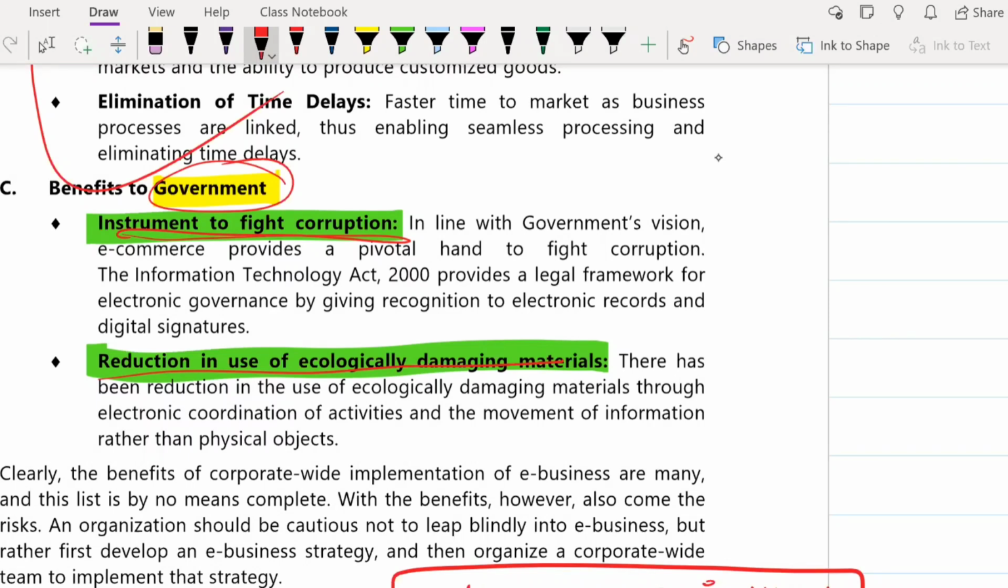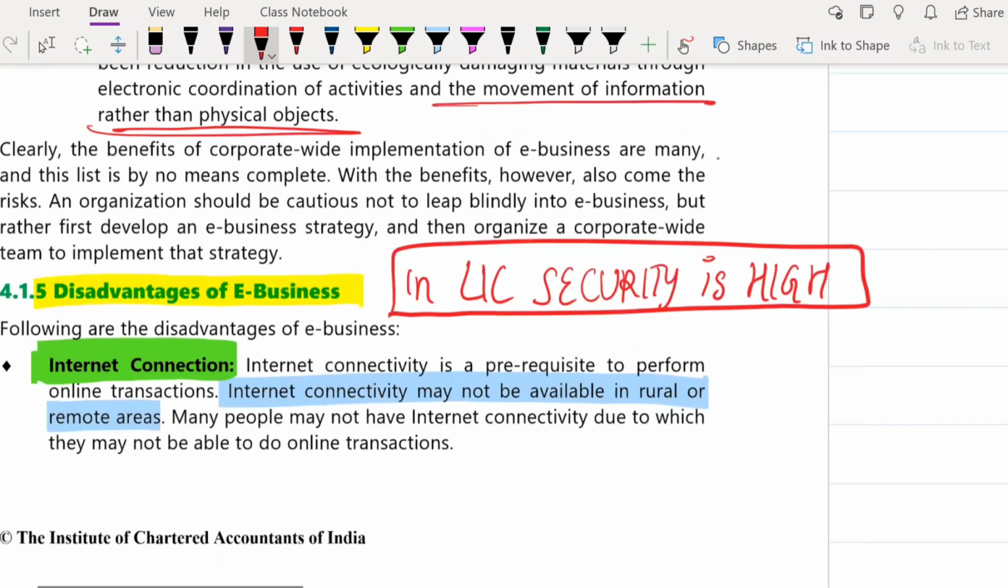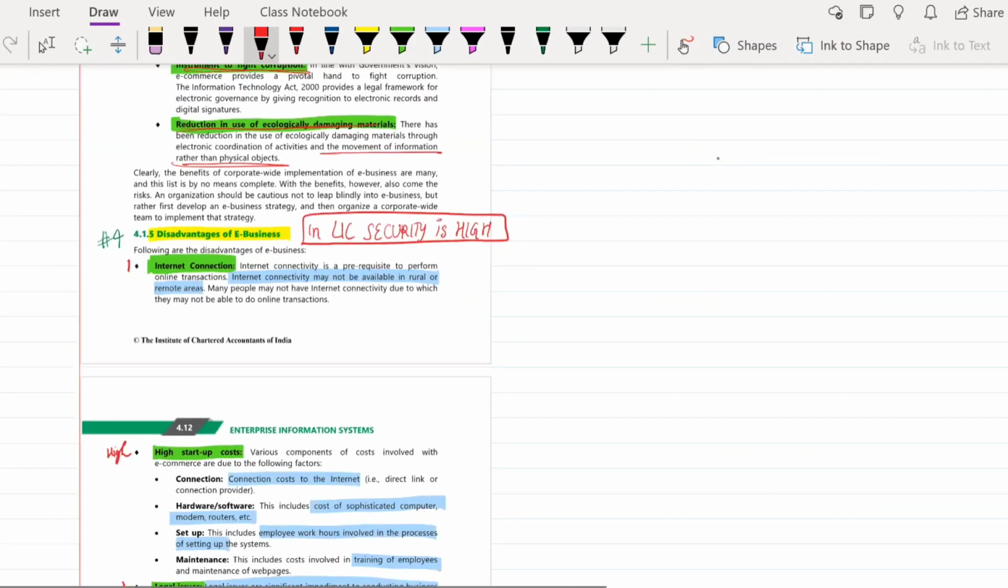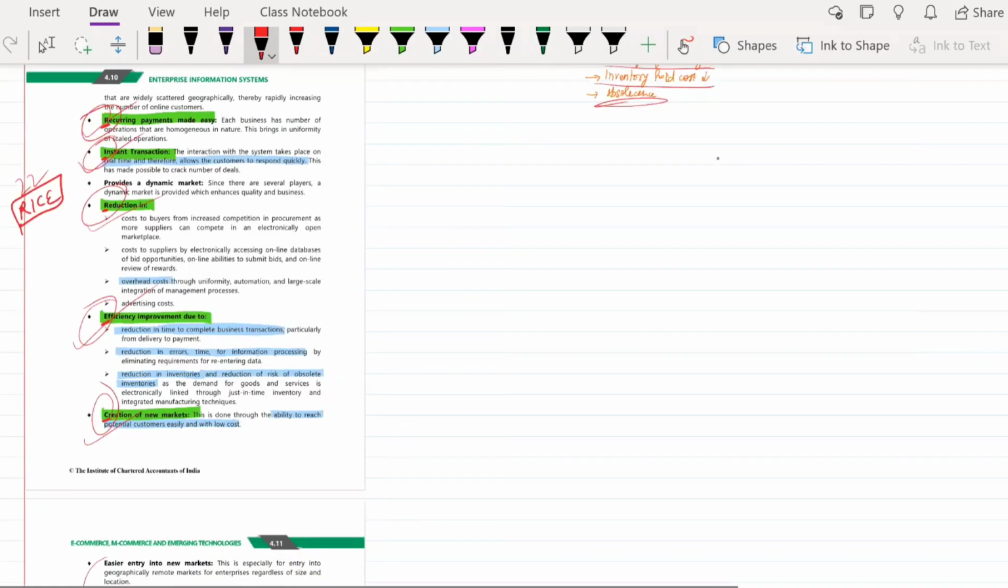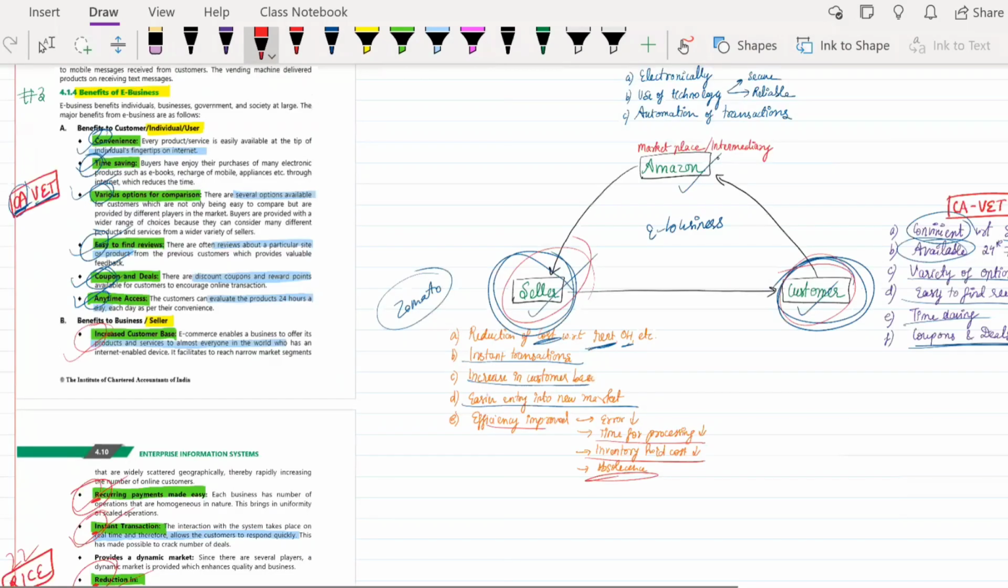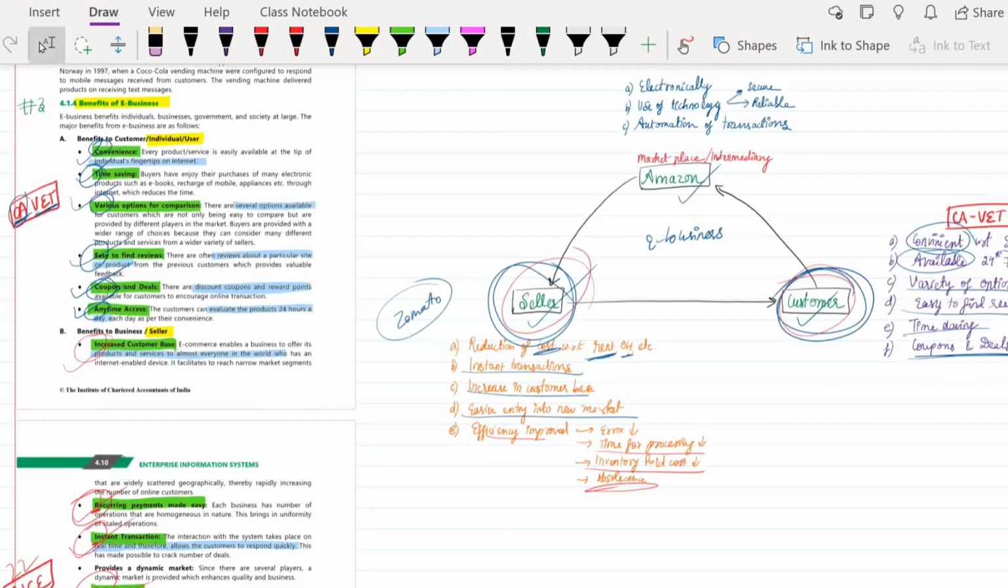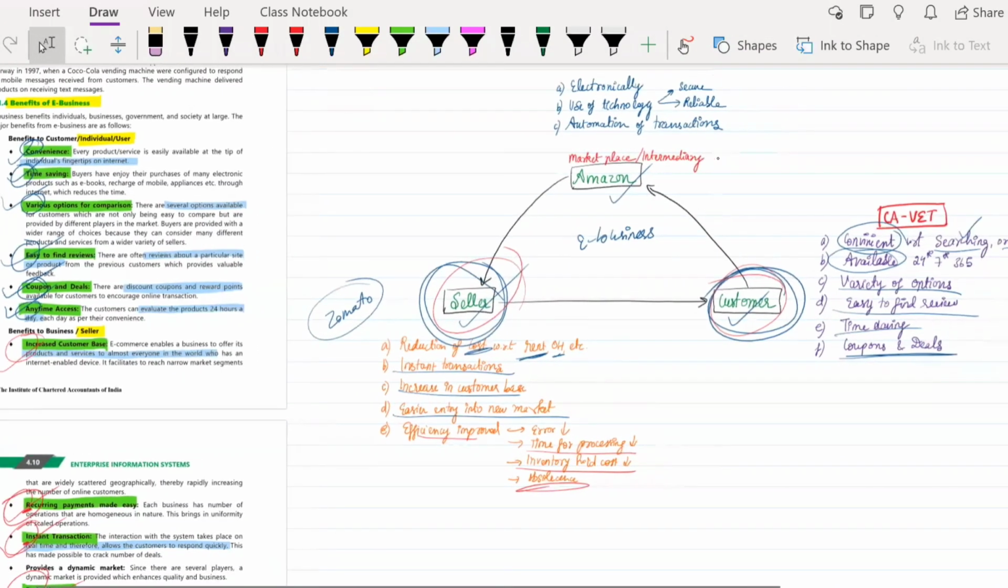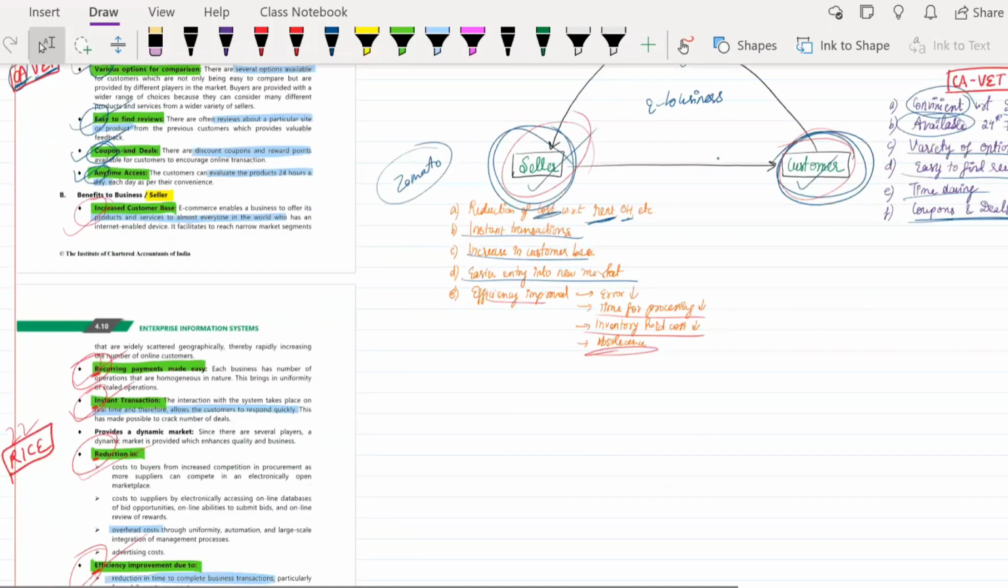But then this point, I think the institute should change it, but still you can just keep in mind that there is a reduction in the use of ecologically damaging materials. What they have given as explanation is that the movement of information is there rather than physical objects. So that's the reason they have said. Okay. So these were the advantages or benefits of e-business. There were advantages to 3 people: user, seller, and the government. Okay, I hope you remember this.